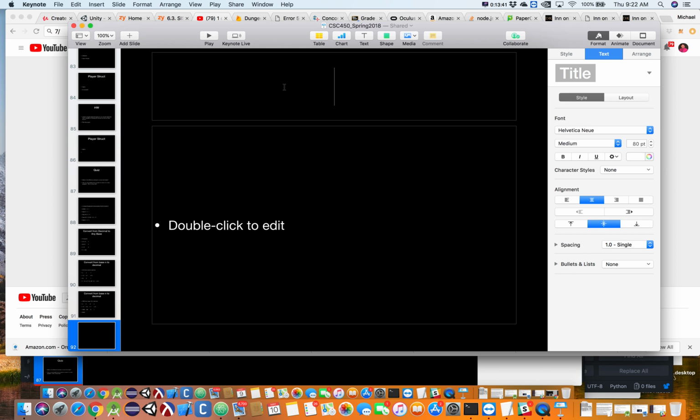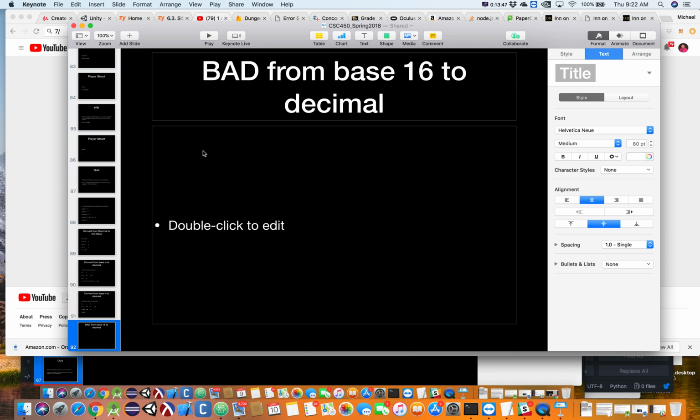So we'll go ahead and do my favorite one here. BAD from base 16 to decimal. So I'm going from a base to a decimal. Which pattern do we use? It would be pretty much the same as what we did before. Well, we did two things before, so we have two different patterns we can use. Which of the two am I going to use here?